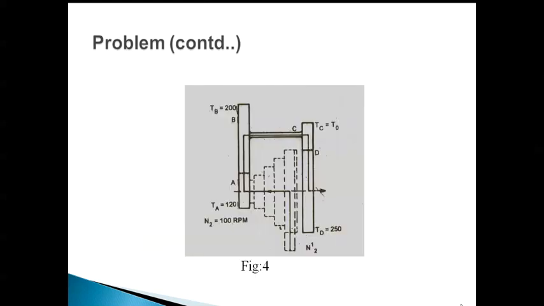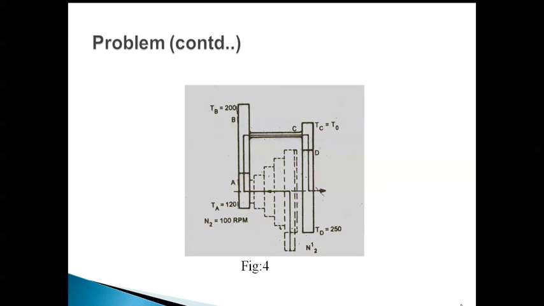So here we can see the figure. The power is transmitted from cone pulley to gear A, to gear B, B to C, C to D. Here we can see B and C are the compound gears, and gear A and gear D. Gear A is attached to the cone pulley and D is keyed to the shaft.